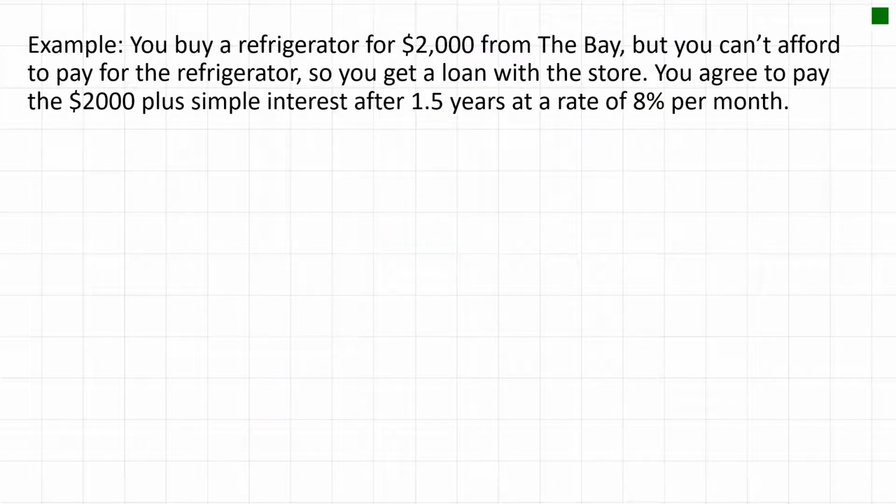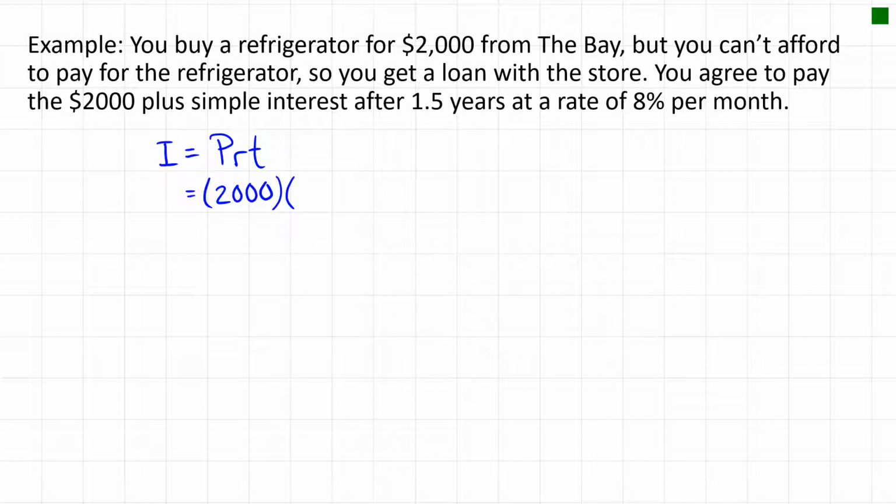Lots of people take out loans for large furniture or appliance purchases. So for example, if you buy a refrigerator for $2,000 from the Bay, but you can't afford to pay for the refrigerator, so you get a loan from the store. You agree to pay $2,000 plus simple interest for 1.5 years at a rate of 8% per month. Let's figure out how much you owe. So the interest is PRT. So the principal is $2,000. That's the amount borrowed.